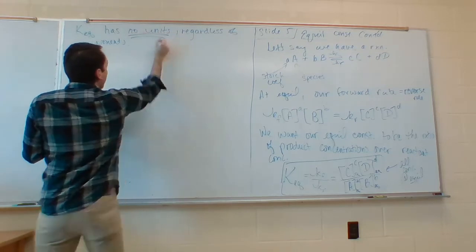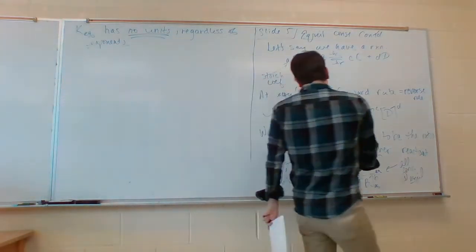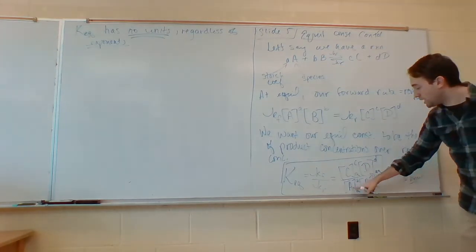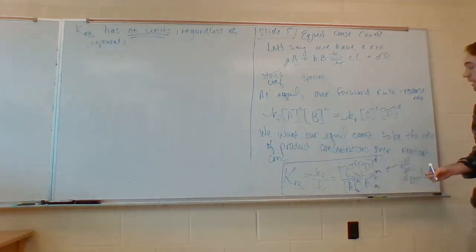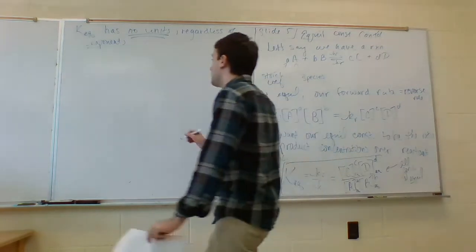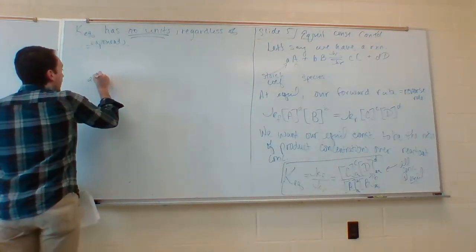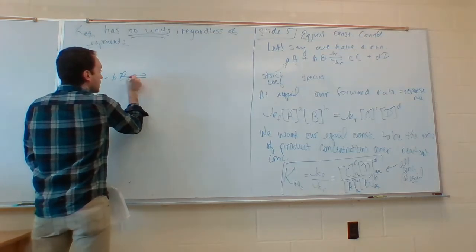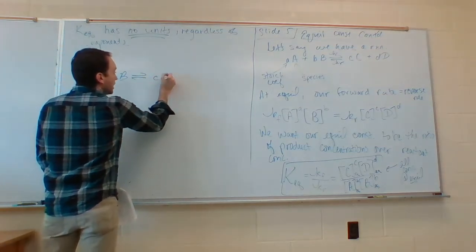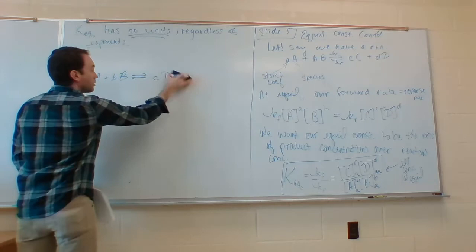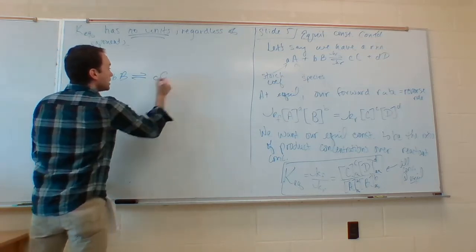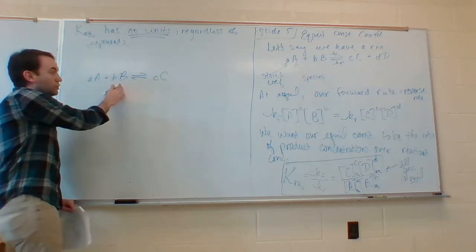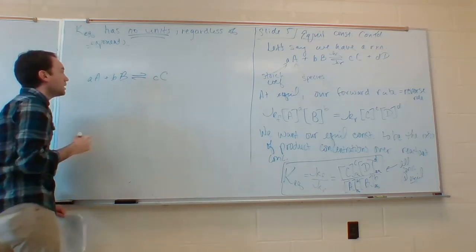So it's going to have no units. Even though C has units of molarity, D has units of molarity, A and B have units of molarity, you can imagine a case where we have A plus B in equilibrium with C, and we don't have any D, where we have two reactants forming one product.